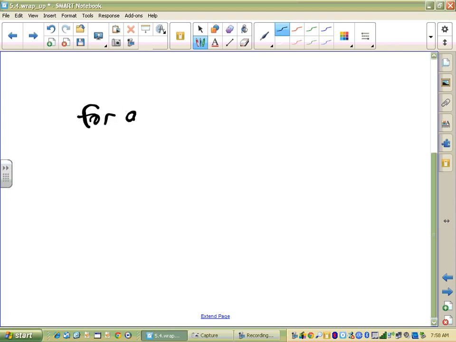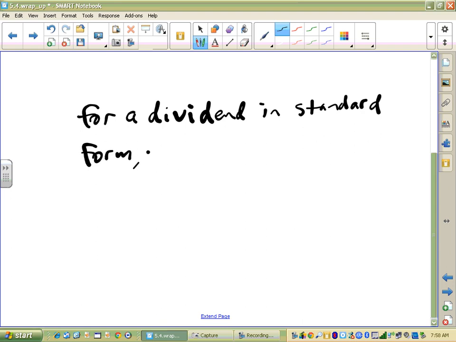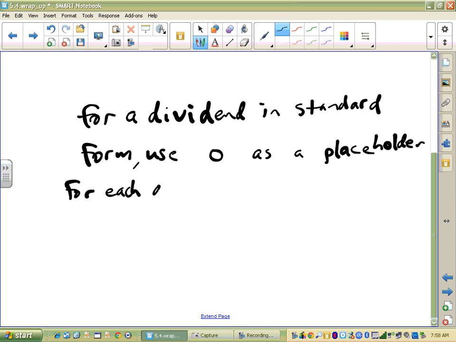For a dividend in standard form, use the number 0 as a placeholder for each absent term. And what I mean when I say each absent term is, if we're missing a quadratic.